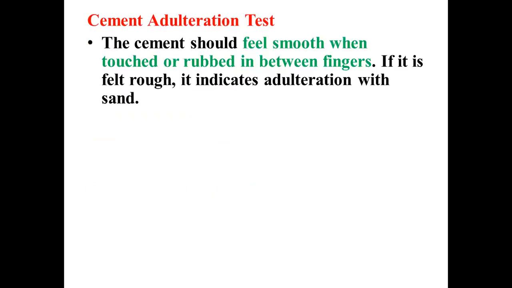Then we have the cement adulteration test. What is the cement adulteration test? The cement should be a fine powder. It should feel smooth when touched or rubbed between the fingers. If it feels rough, it indicates adulteration with sand. When sand is mixed inside the cement, it gives a rough feeling. We take a pinch or handful of the cement and rub it between the fingers. You should get a smooth feeling, then the quality of the cement is good. That is the cement adulteration test.